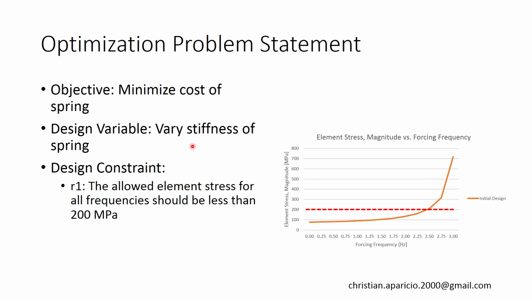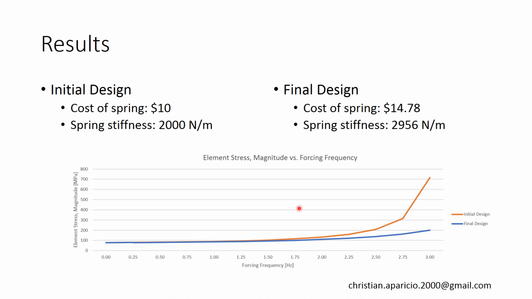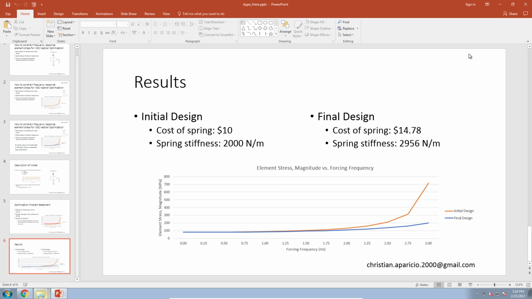Here's our problem statement. We're going to minimize the price of the spring. The price is dependent on the stiffness of the spring. Our design variable will be the stiffness of the spring, and our design constraint: we're going to say that the element stress for all of the forcing frequencies should never cross this upper limit of 200 megapascals. Now, let's go ahead and walk through the process of how to do this for MSC Nastran.